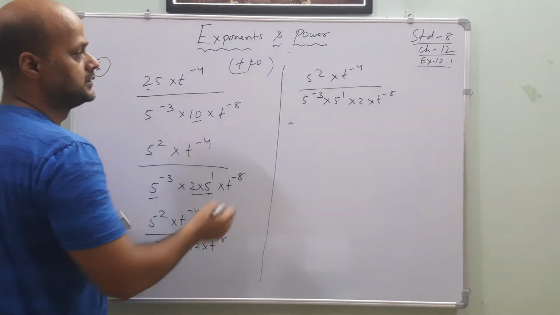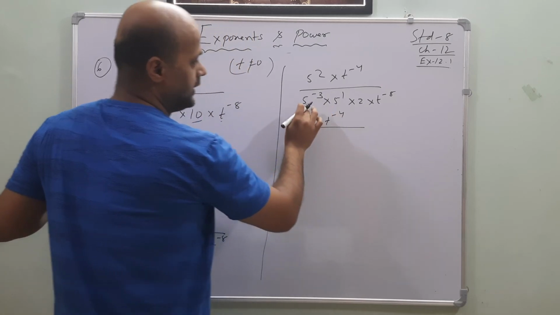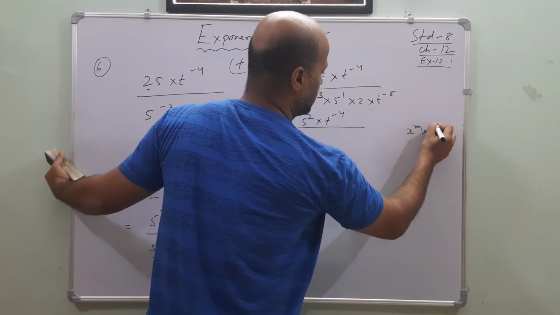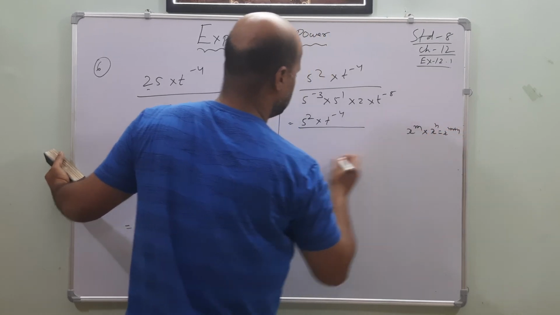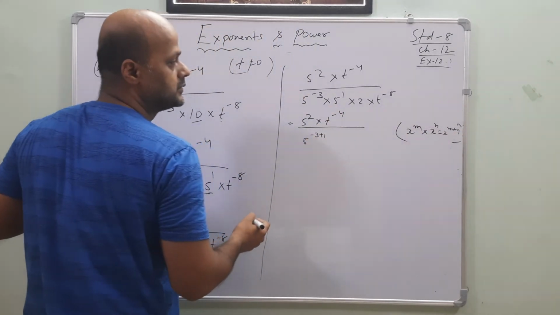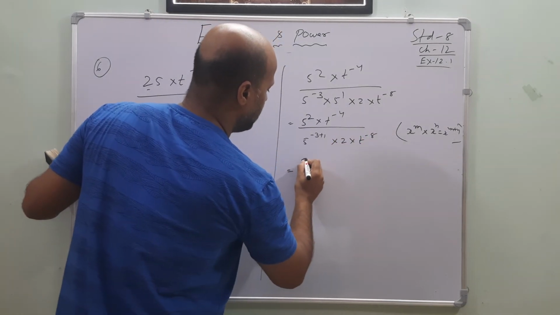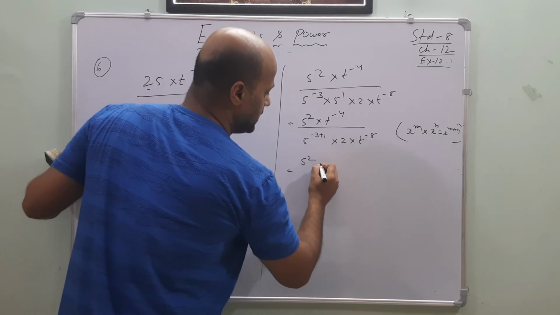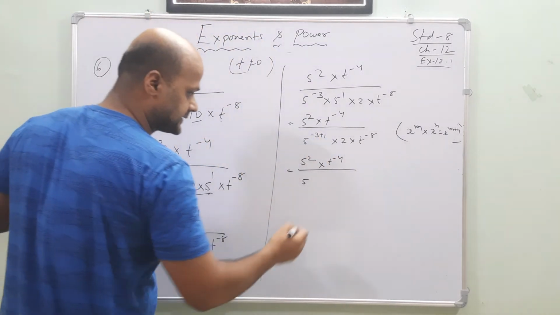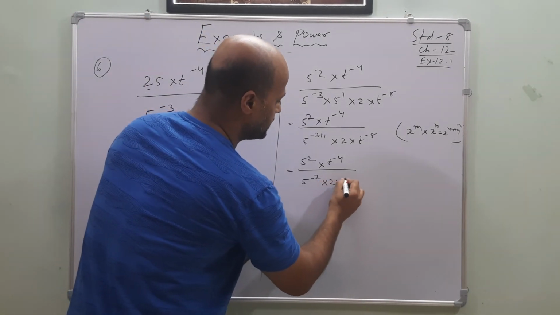So next one is what? Same: 5 power of 2 into t power of minus 4, divided by this one. x power of m into x power of n is equal to x power of m plus n. So I did this directly: 5 power of minus 3 plus 1, into 2 into t power of minus 8. Same thing: 5 power of 2 into t power of minus 4, divided by 5 power of minus 3 plus 1, that is minus 2, into 2 into t power of minus 8.